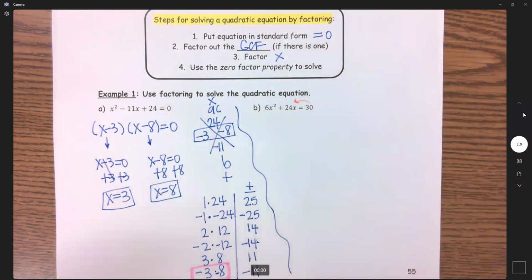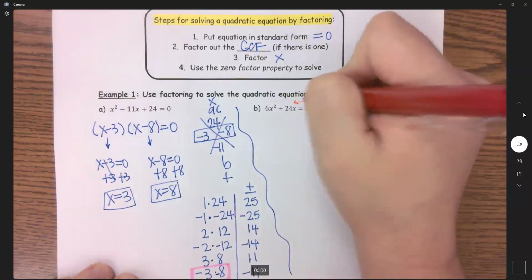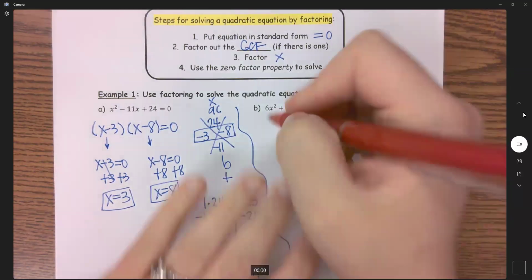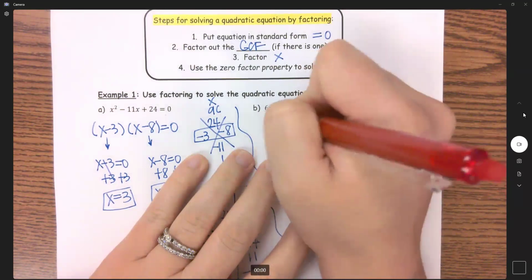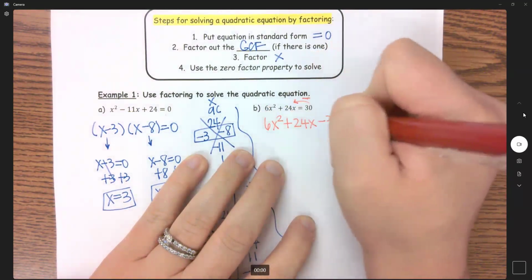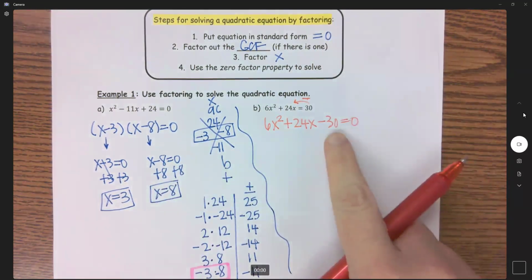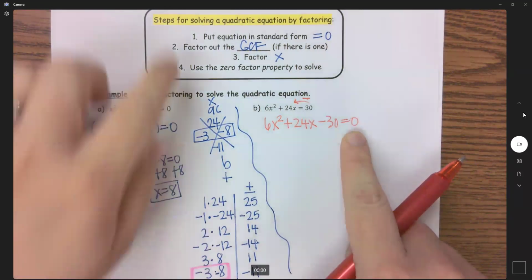And I can't just pick up that 30 and move it to the other side. We always have to do the opposite operation. So I am going to subtract 30 over. And so now I have 6x squared plus 24x minus 30 equals 0. So now it equals 0, so it is in standard form.